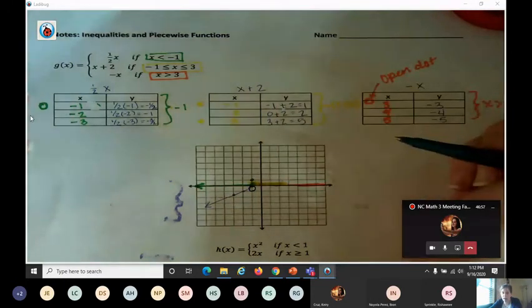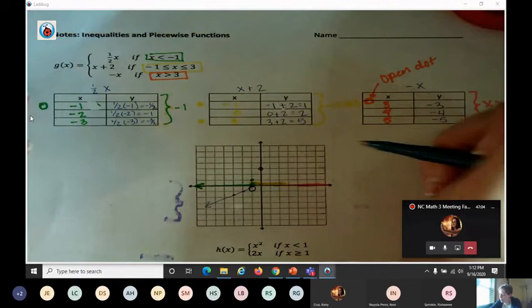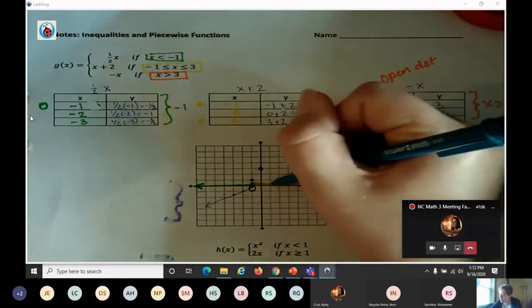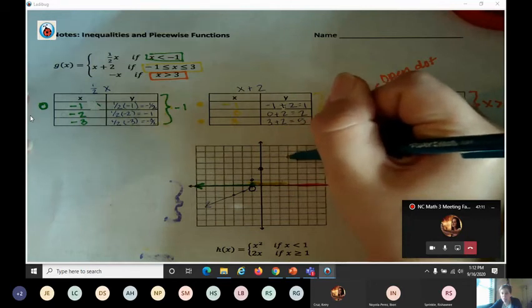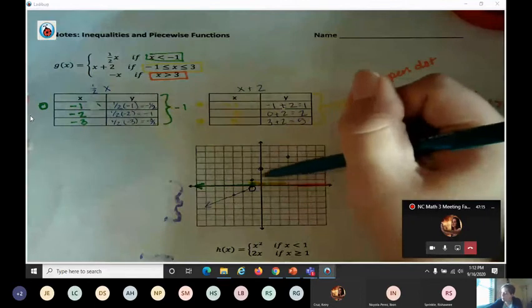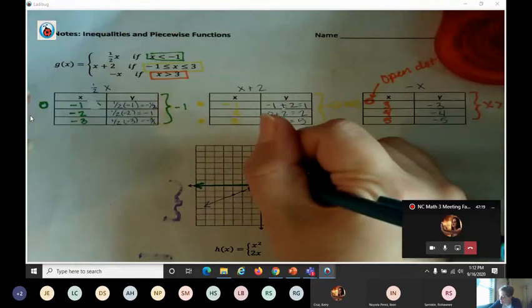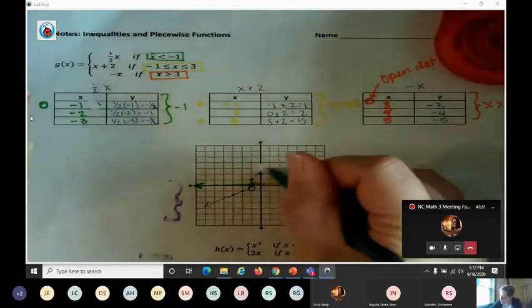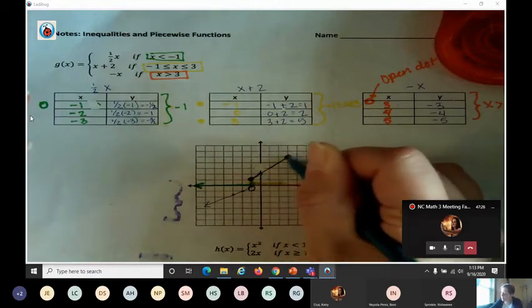Then for my yellow function, I need a closed dot at -1, 1. I need a closed dot at 0, 2. And then I need another closed dot at 3, 5. Something's wrong. I did something wrong. 0, 2. Guys, I can't count today for some reason. 0, 2 is right here. So I should have a line right here with a filled in dot here and a filled in dot there.